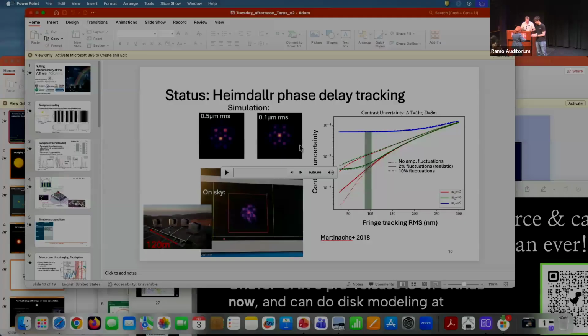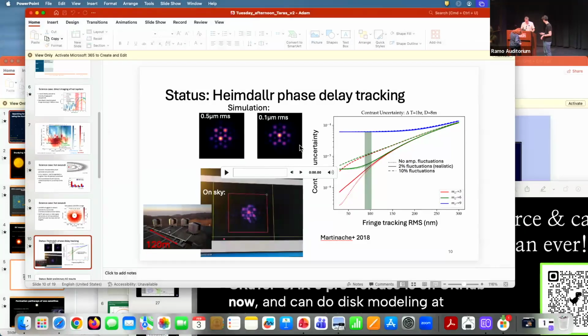Okay, so last talk for today, Katelyn Horstman from Caltech, speaking about searching for exo-satellites with Keck.